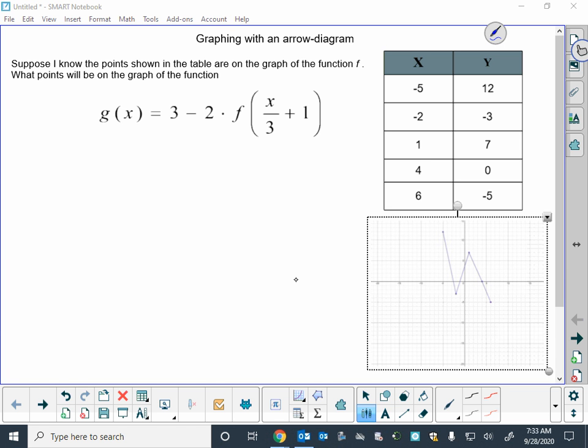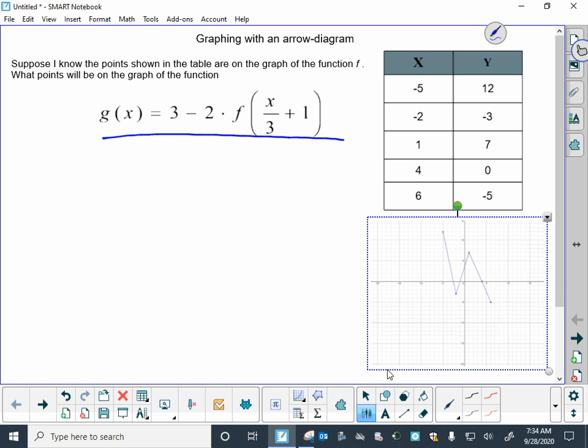So inputs comma outputs, the point -5 comma 12 is on this graph. I know this isn't a very big graph, but that is what the graph of this thing looks like if I just connect them with segments. Okay, so the function that we want to get a look at, though, is this g of x function right here that's got all kinds of stuff going on there.